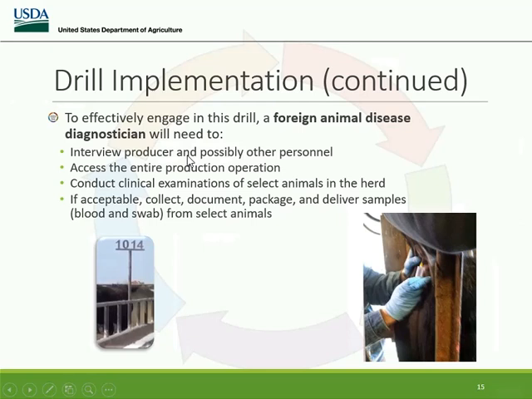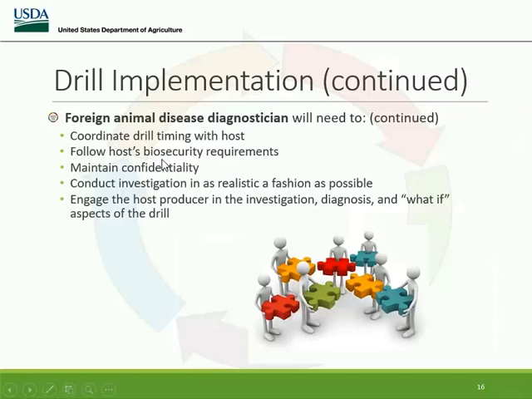The coordination of the drill timing is critical. The FADD during that initial call with the host producer is going to be doing that, as well as collecting probably some initial information about the operation besides its location. They'll be looking at other premises nearby and other information they would normally collect during an investigation. We're asking that the host, right now, because this is not an emergency, it is a drill, that FADDs confirm with the host producer what their biosecurity requirements are, and they need to make sure they can meet them. So that's an important part of that initial discussion. Confidentiality is critical. The data that's entered that will be evaluated will be put on the training side of EMRS, and all that information, once the drill is completed and the evaluation is done, will be erased.